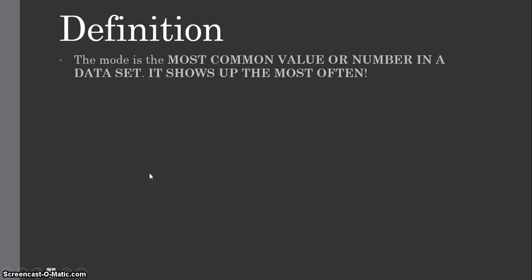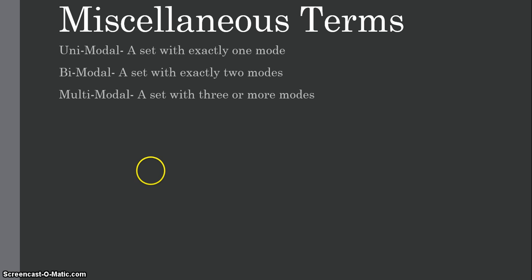So, what is a mode? Well, the mode is simply the most common value or number in a dataset. It's what shows up the most often. And it doesn't necessarily have to be one number. It could be multiple numbers that show up the most often, but I'll show you what that means in a second. But the point is, you're going to look at a data set and you're going to point out which numbers are the most frequent, which numbers occur most often in the data set.